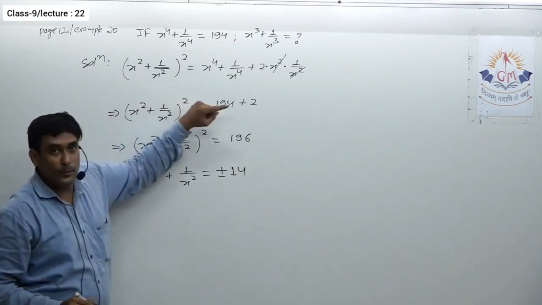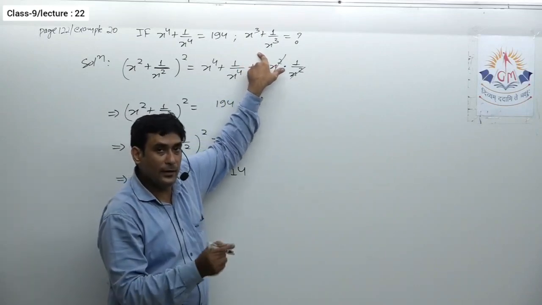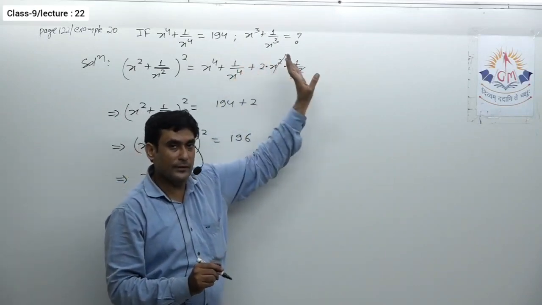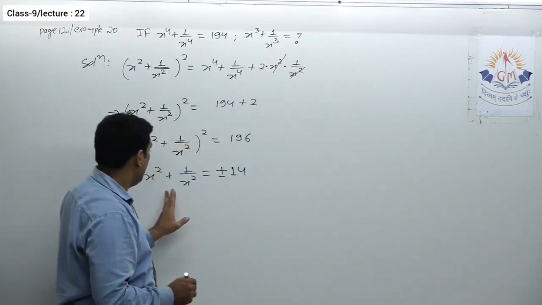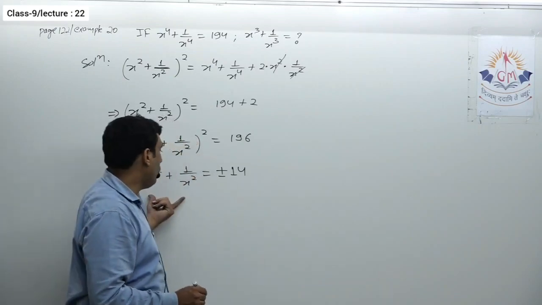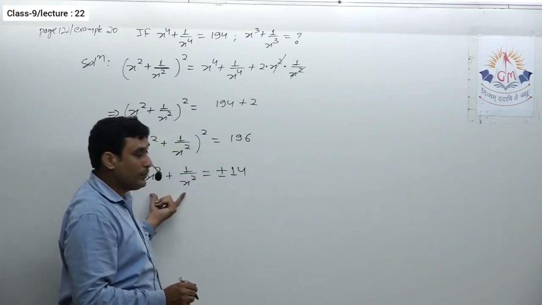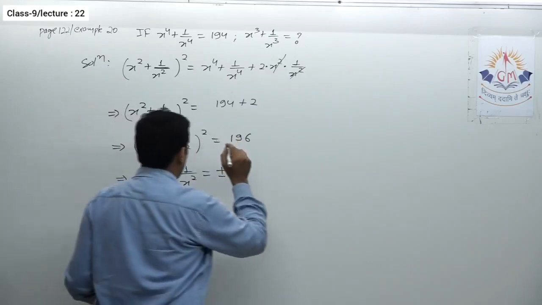Now to get x plus 1 upon x, see, we already saw to obtain this, anyhow we need x plus 1 upon x. If we use the first identity, we need only x plus 1 upon x, and if we use the second identity, we need this as well as x plus 1 upon x. But it is not possible to obtain x plus 1 upon x without obtaining this. So now we'll square x plus 1 upon x.